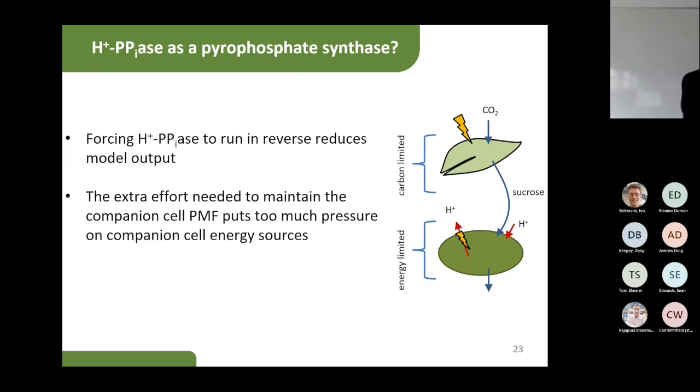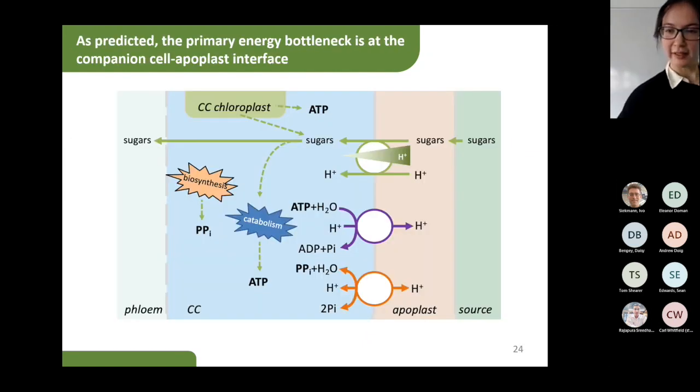The reason that we found out it probably wasn't running backwards is because that puts too much pressure on the proton gradient in companion cells. So maybe I should go forward a little bit more. We'll backtrack a little more. We expected actually that this boundary between companion cells and the apoplast, where they had to be pumping in all of these sugars to maintain that concentration gradient to essentially pump all of those sugars through the plant, was going to be the primary energy bottleneck in our whole system. And as we expected, our model said exactly the same thing. It was like, yeah, actually, the main sticking point here is that companion cells are really just struggling to get the energy to maintain that proton gradient.